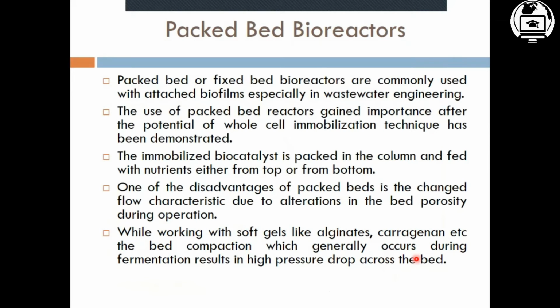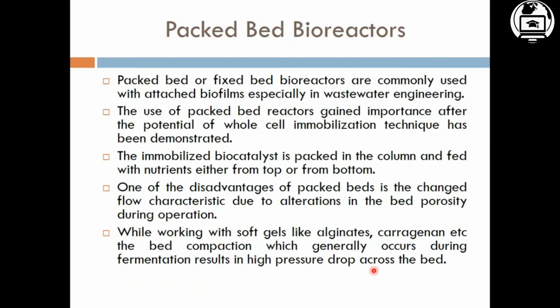Next is the packed bed reactor. Packed bed, or fixed bed bioreactors, are commonly used with attached biofilms, especially in wastewater engineering. So it means you are going to clean the wastewater, and there are attached biofilms, which are living cells that are going to clean that wastewater. Wastewater is a waste from some industry. This is known to us, not the microbes. For the microbes, that wastewater is a nutrient source, so they are going to use it as their nutrient.